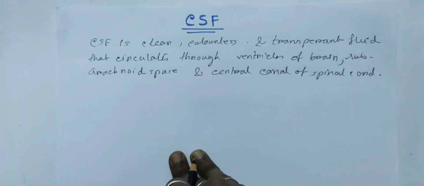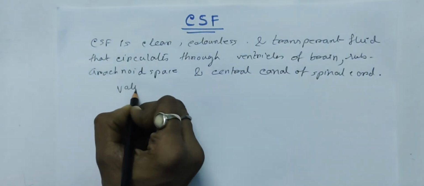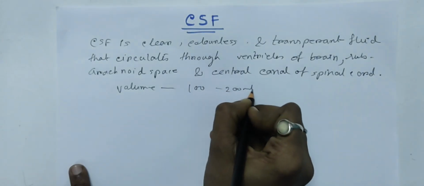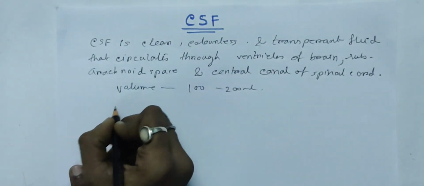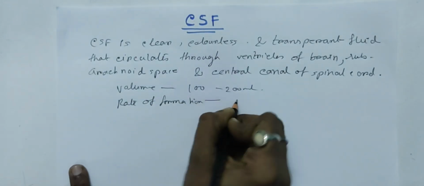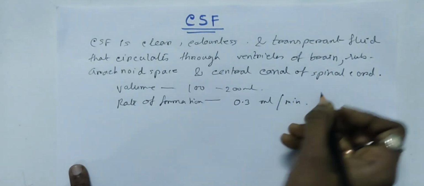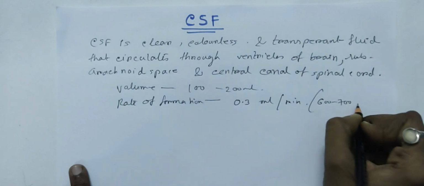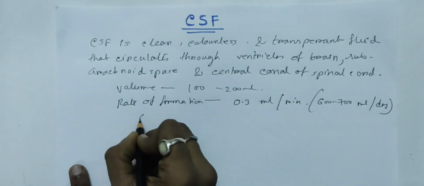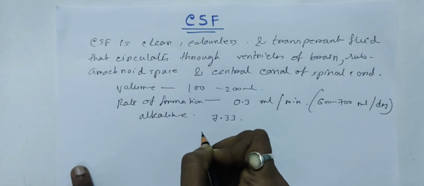And what are the properties CSF has? Its volume is up to 100 to 200 ml. The rate of formation is about 0.3 ml per minute. That means 600 to 700 milliliters per day. Okay, and it is alkaline, the pH is 7.33.